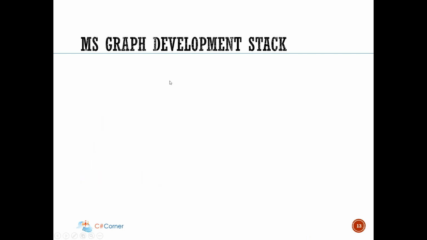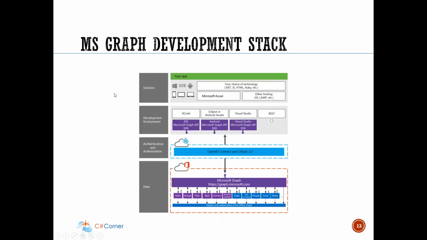Microsoft Graph development stack. Let me introduce how development works in Microsoft Graph. At the very base level, your data is in different silos, and everything is accessible by the Microsoft Graph REST API endpoint, https://graph.microsoft.com. So all your data is there.